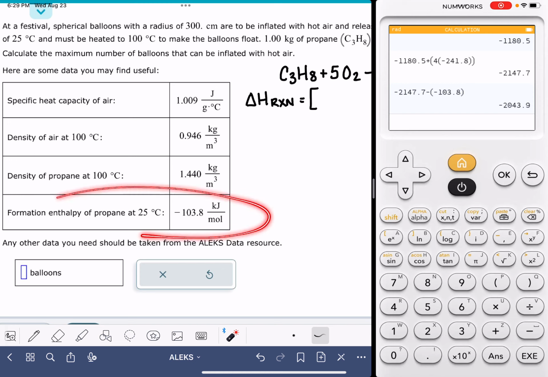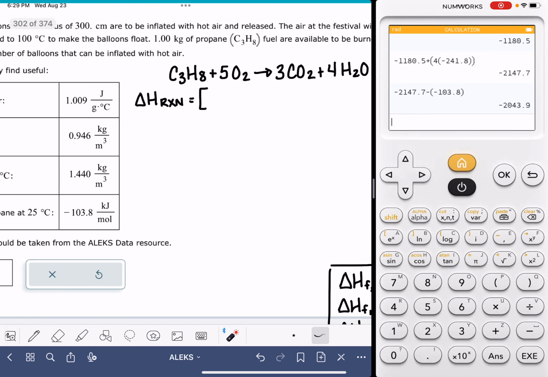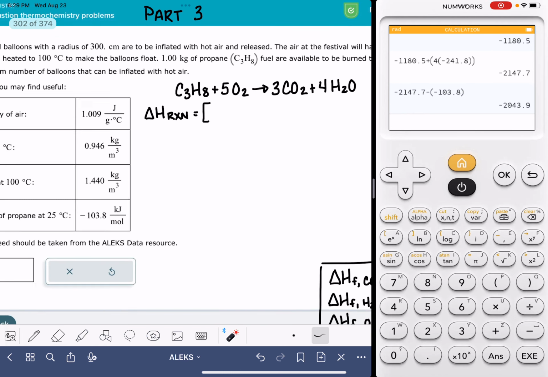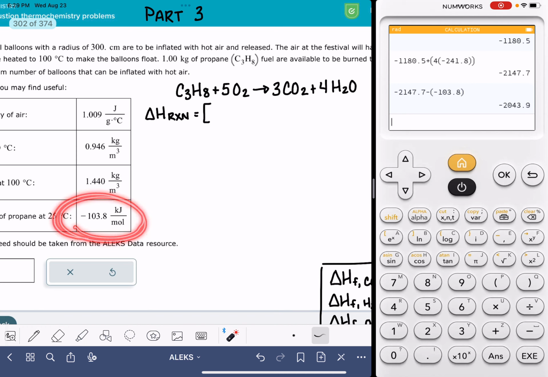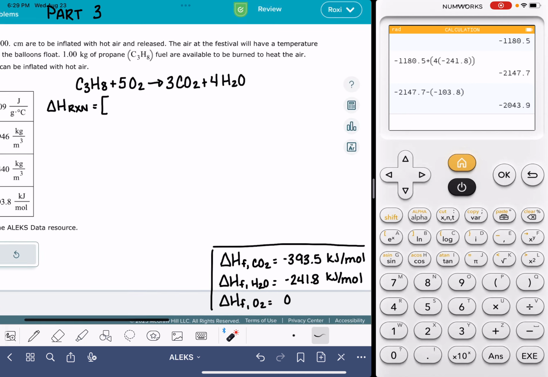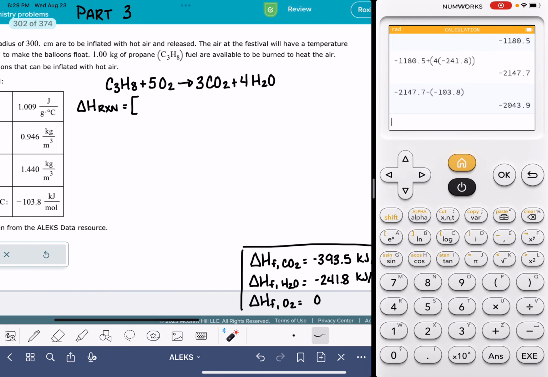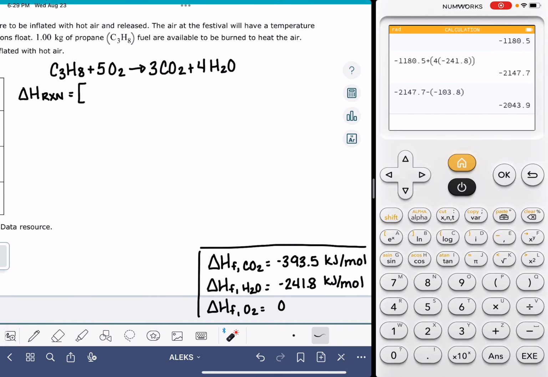Because ALEKS is providing the enthalpy of propane, and ALEKS sometimes can be a little tricky, this may actually be an incorrect number. It may be right, or ALEKS may have provided a funky version of the number just to make the problem even harder. So definitely take this number from the problem or the ALEKS data tab, and look the other numbers up in ALEKS's data tab or online.